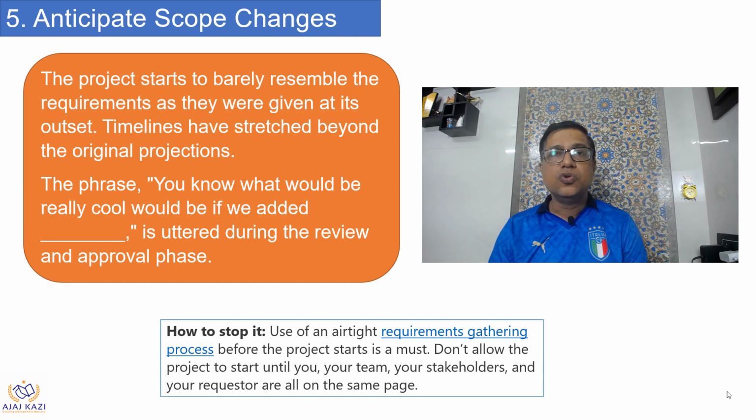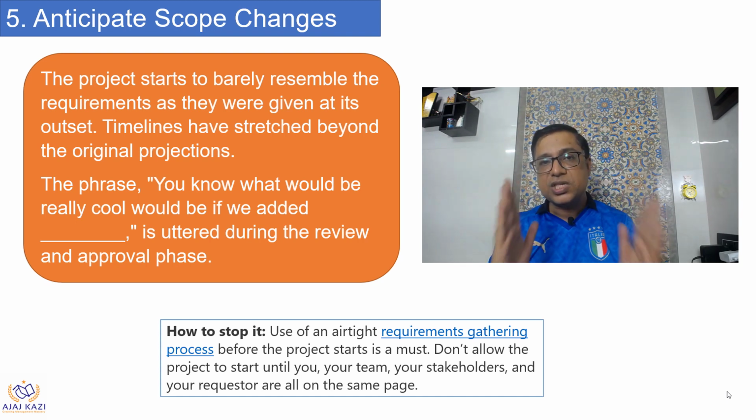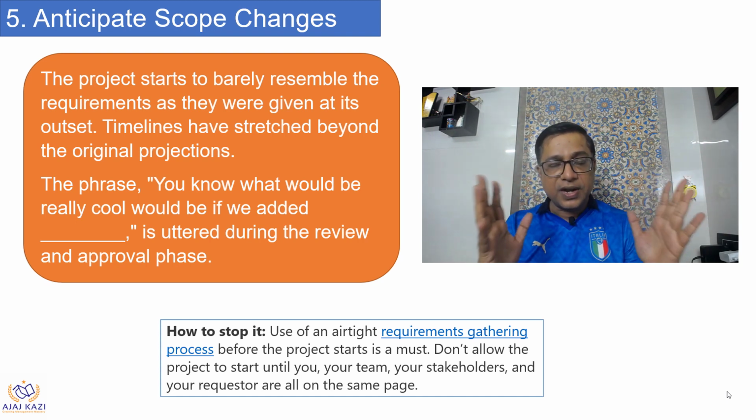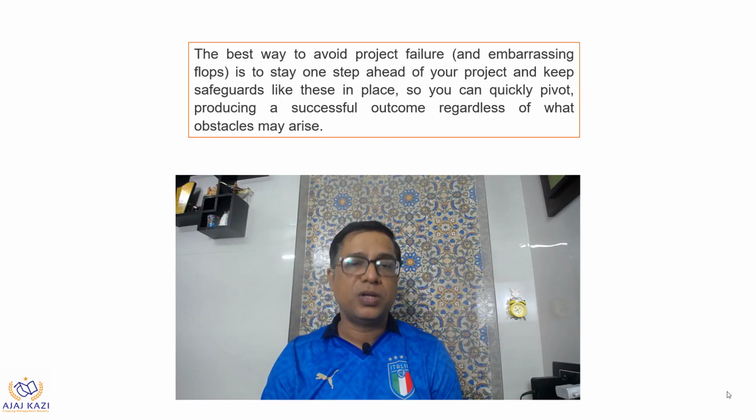How to stop it? Use airtight requirement gathering in the beginning, getting all the requirements, and the project doesn't move unless you have this. If this airtight case is in place, you can move on. Don't allow the project to start until you, your team members, and all the stakeholders are on the same platform, on the same page, right? So these were the 5 signals of project failures.